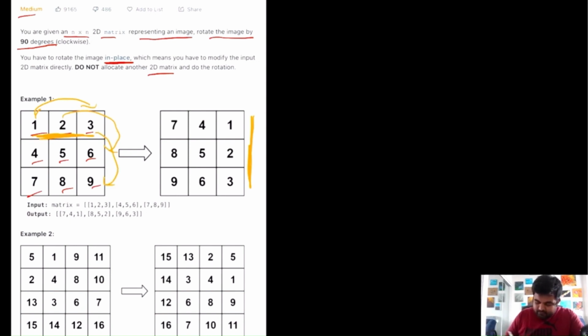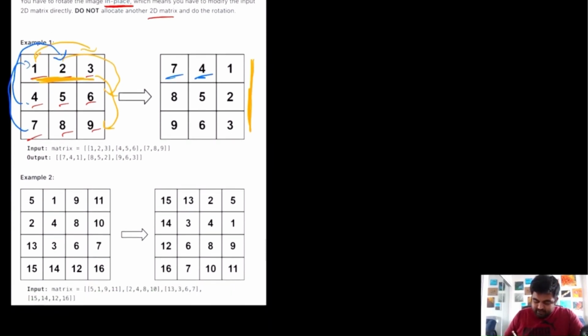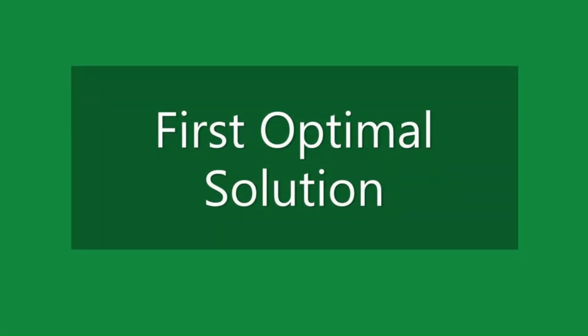And same goes for all the other elements, that this 4 has actually gone to this place, which we can see over here, and this 7 has actually gone to this place, which we can see over here. And the same way it is shown in this second example.